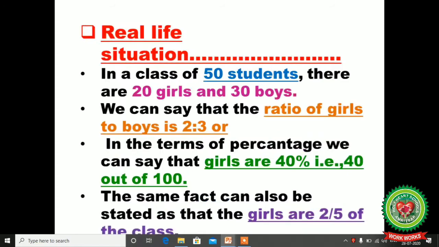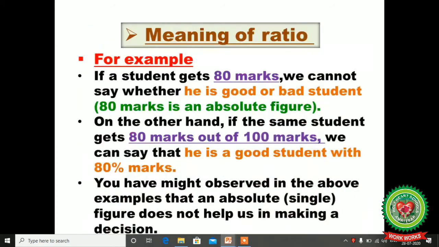Okay, so first of all, know about the meaning of ratio. If a student gets 80 marks, we cannot say whether he is good or bad. So here 80 marks, an absolute figure you are having, but for comparison you don't have any relative figure. On the other hand, if the same student gets 80 marks out of 100 marks, we can say that he is a good student with 80% marks.